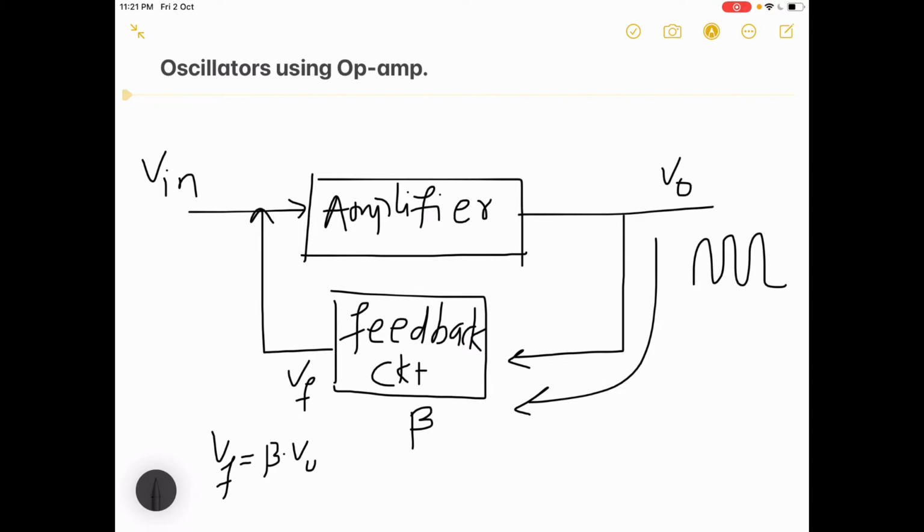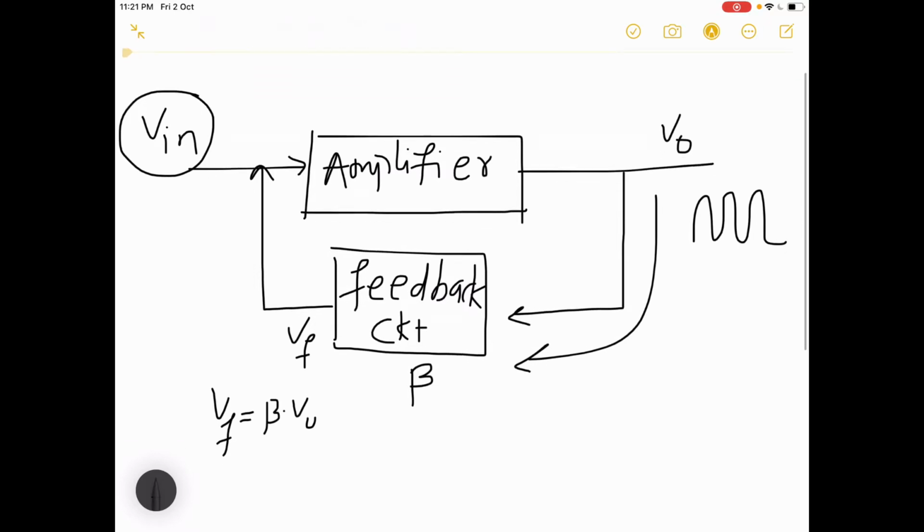So, in oscillators there are no inputs. Without any input it generates the signal, meaning this V in part is absent in oscillators. Then how does it generate the output without any input? That we will see using op-amp.